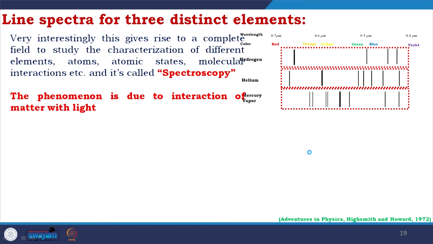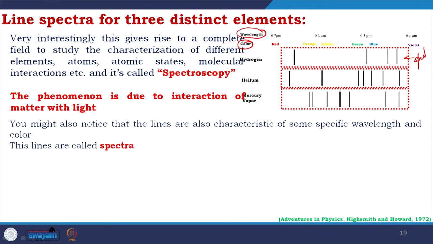If you put wavelength and color, you will see that the bands are even more categorized. So, you get more characterization of those spectral lines. That would help you towards developing the core concept of the spectra, these lines which we call spectra.